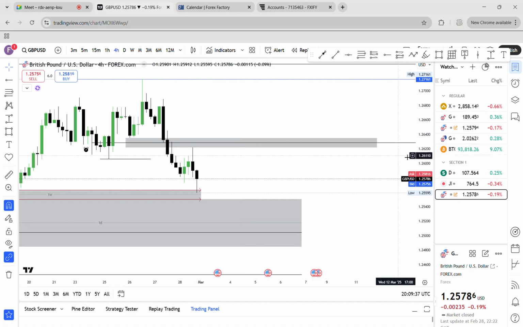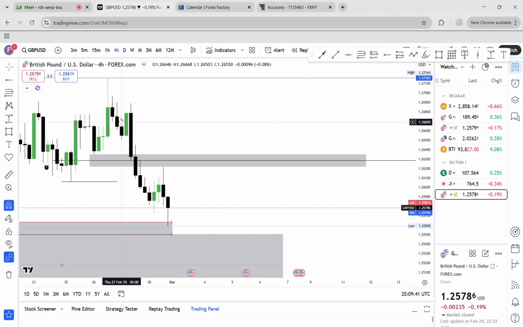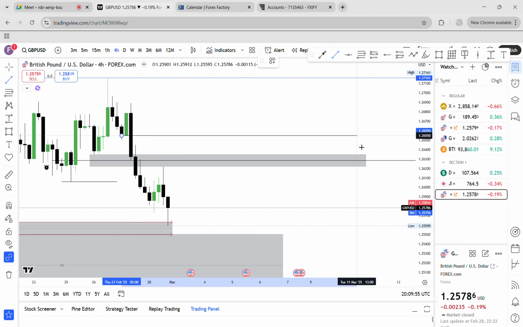So on the 4-hour time frame, what else can you see as well? We have a low, a high, lower low, created some high right here, which is not that strong a high, and we also have another level right here in the 4-hour.